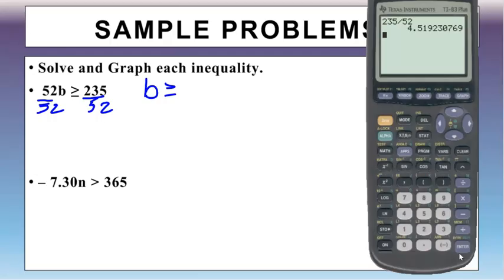So we know that it has to be, actually because it has the equal to part, we're going to have to keep it as a reduced fraction. And on a calculator for a reduced fraction, just hit math, option number 1, and hit enter. So the reduced fraction would be 235 over 52.